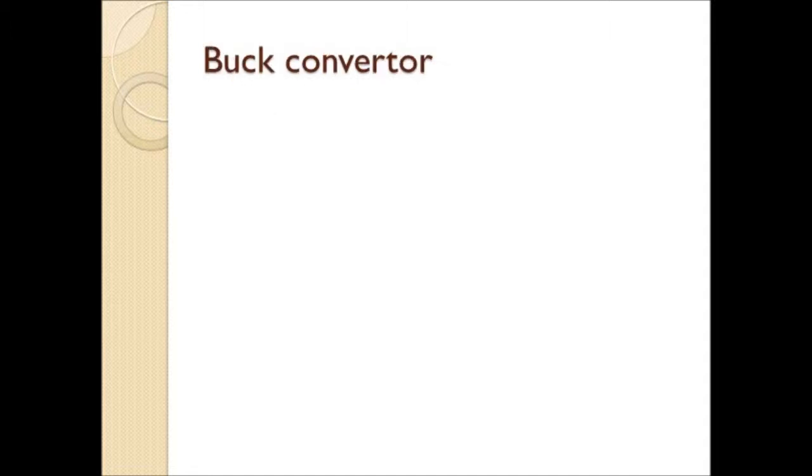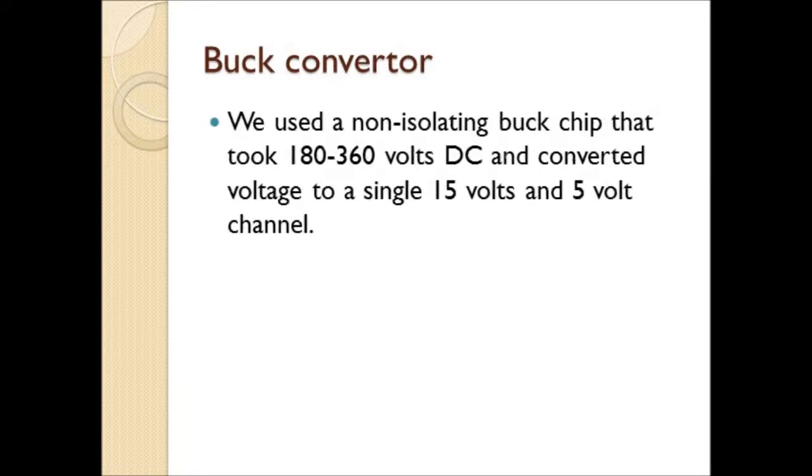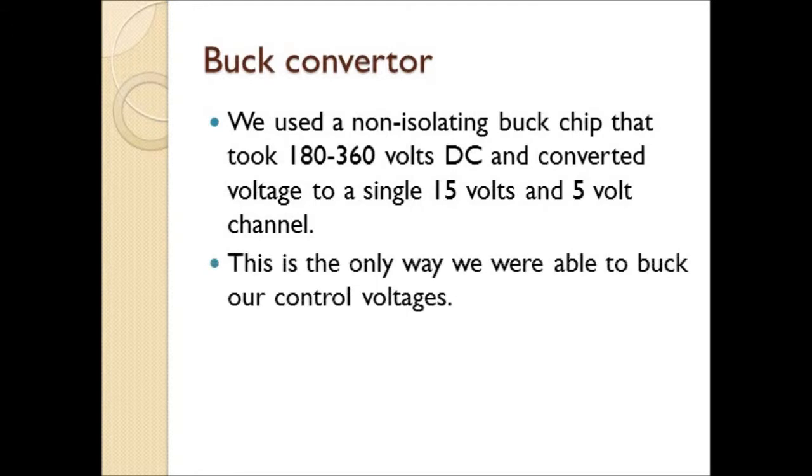For the buck converter, Jen was able to find a non-isolating chip that worked out quite well. This chip was commonly used in washing machines and ovens and other high voltage household appliances. It is able to take an input of 180 to 360 volts DC and output a 15 volt 350 milliamp channel and a 5 volt 200 milliamp channel. In the end, this is the only way we were able to get our voltage requirements of 1000 volts and 15 and 5 volts out of one power supply.